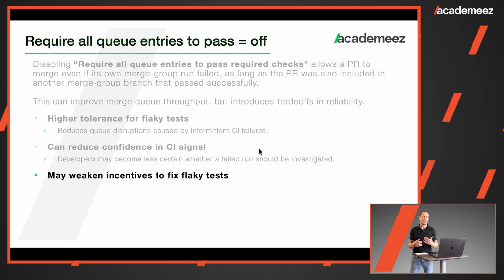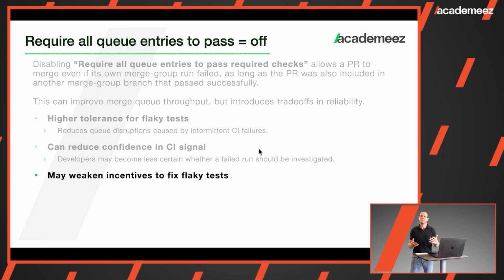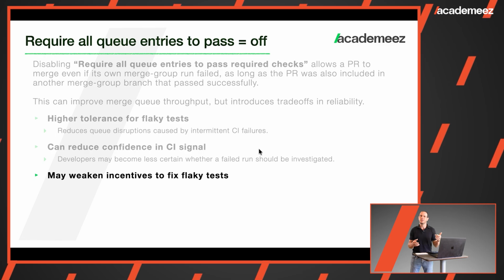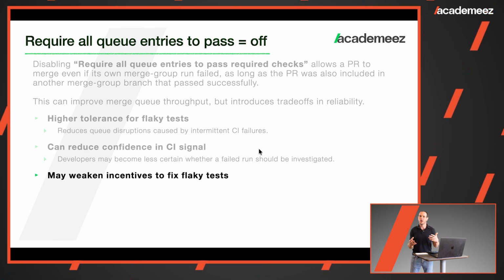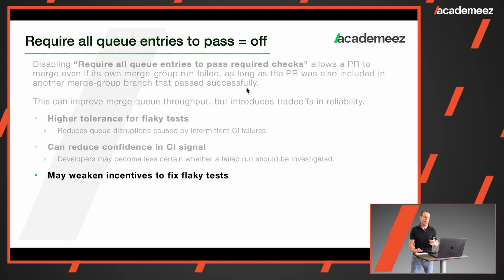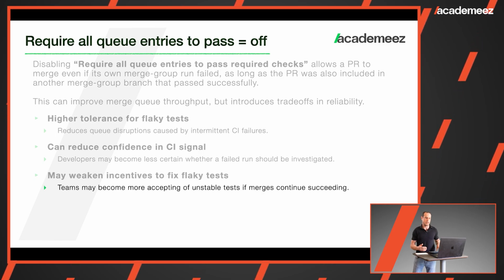It will weaken the incentive to fix flaky tests. Sometimes it's good to not have a forgiving approach to flaky tests, because it will force your developers to say, hey, I have to fix those flaky tests in order to increase my velocity and the team velocity, and to merge my PR and the team's PRs quickly. I'll look into this specific test and I'll try to solve that flakiness. So if you disable this, it might weaken the incentive developers have to actually fix those flaky tests.